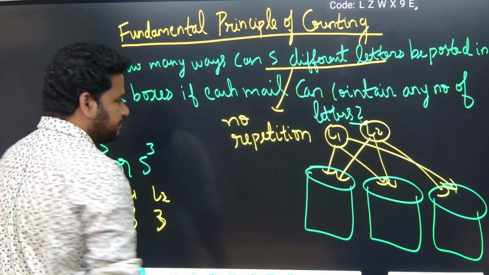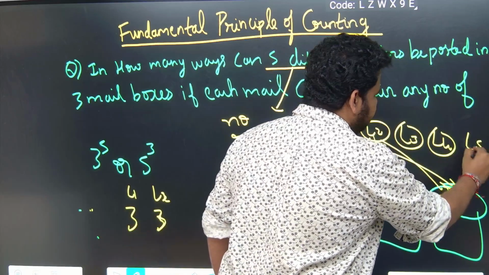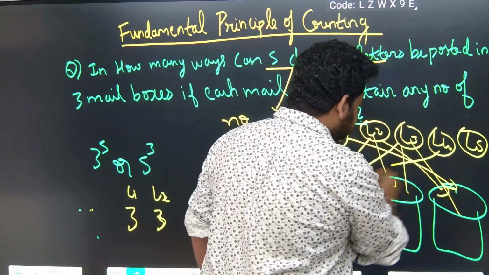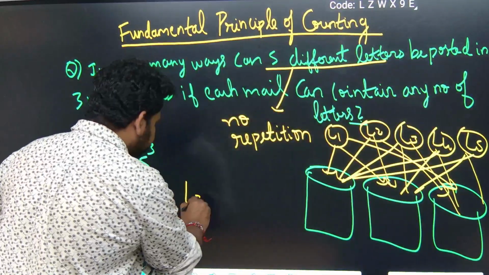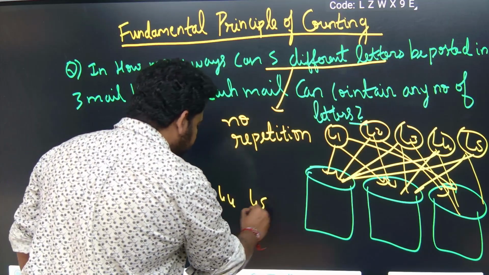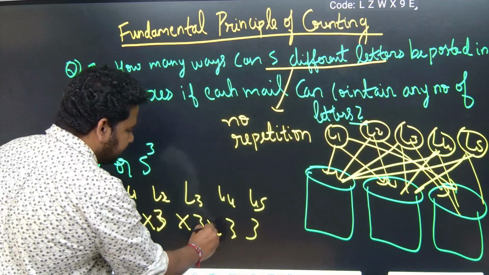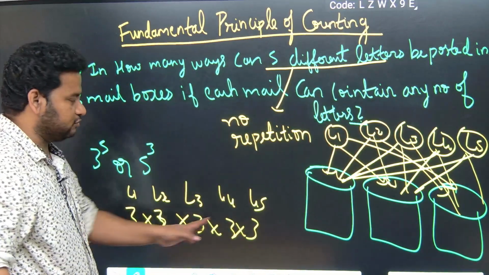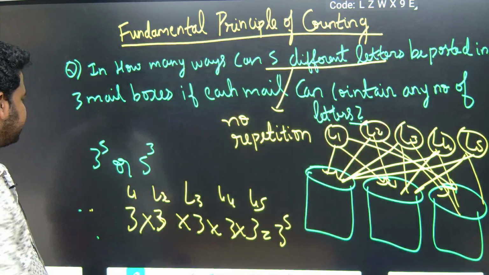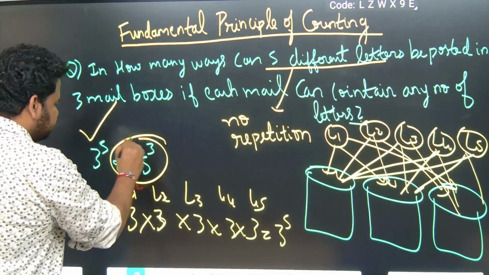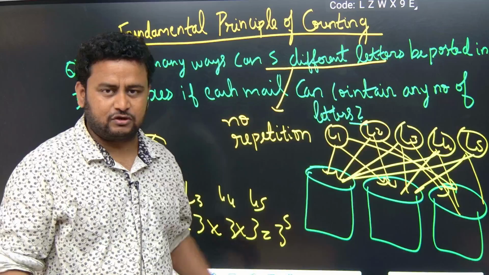What about letter 3? It also has 3 possibilities. Letter 4 and letter 5 also have 3 possibilities each. That is nothing but the multiplication principle. So 3 into 3 into 3 into 3 into 3 is 3 to the power of 5. So the right answer to this question is 3 to the power of 5, not 5 to the power of 3. So how did I get to know that the letter should be placed, and not the mailbox?